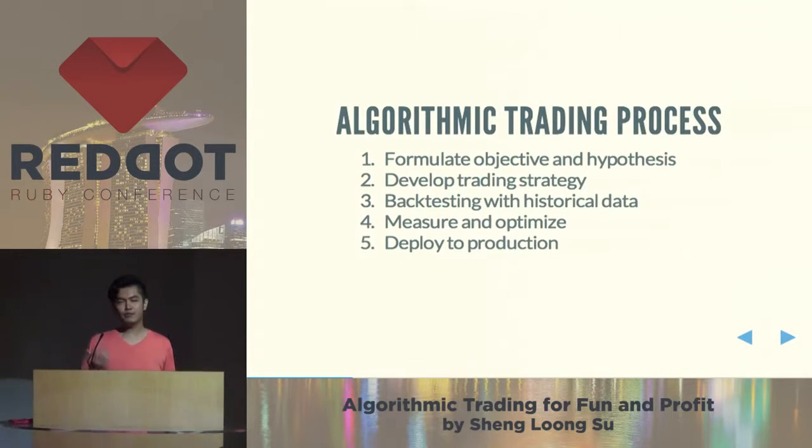Just like some other scientific process, there are a few steps involved. We have to formulate an objective and hypothesis, like how much money you want to earn, and then you develop a trading strategy. You backtest your strategy with the historical data, and then you measure and optimize. If it is good, you deploy to production. If it's not good, then you have to start from step 2 again.